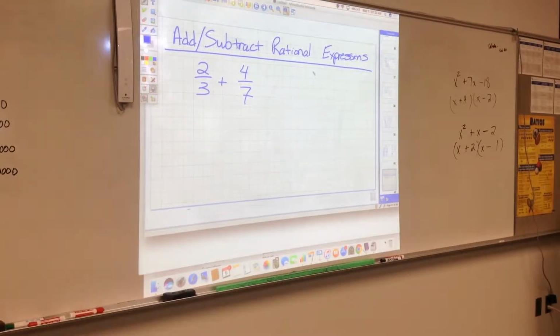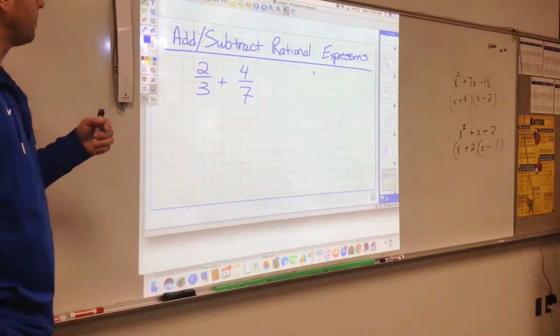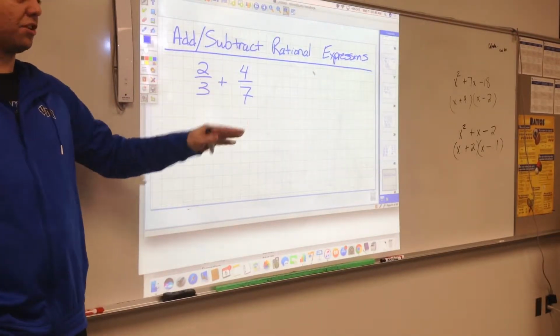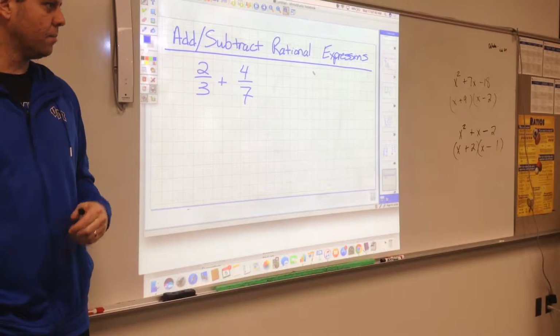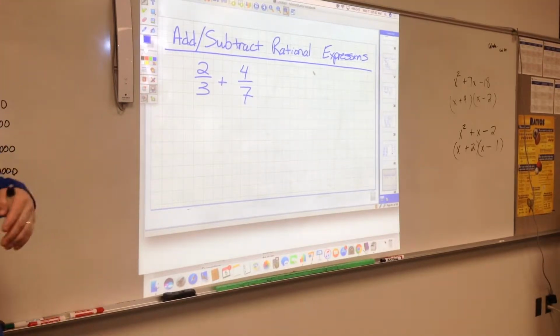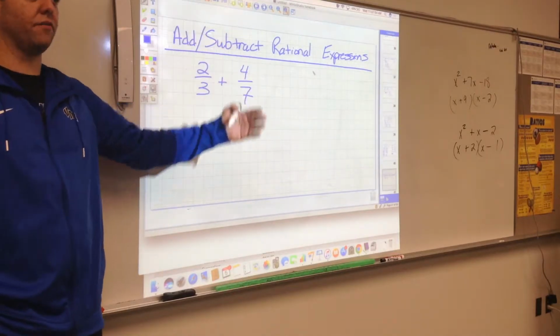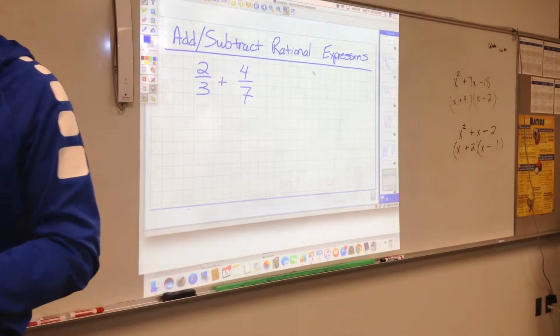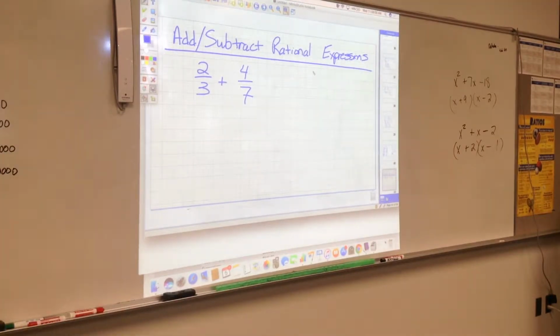Alright, so today our learning target has switched from simplifying rational expressions or doing multiplication and division. Multiplication and division was definitely the easier of the two. All you have to do is factor it, cross off your common factors, things like that. Now we're switching to adding and subtracting rational expressions.